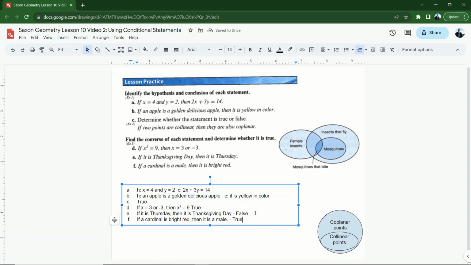All right, that's how you do these. Trust me, the Venn diagram is your friend. You should get used to working with them, and you should do 1 through 30.